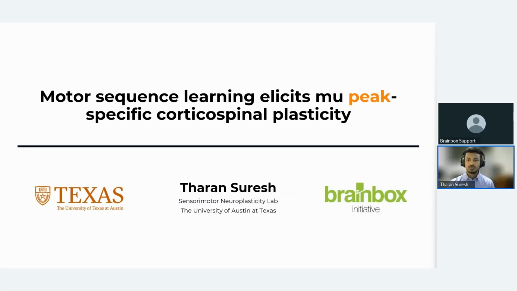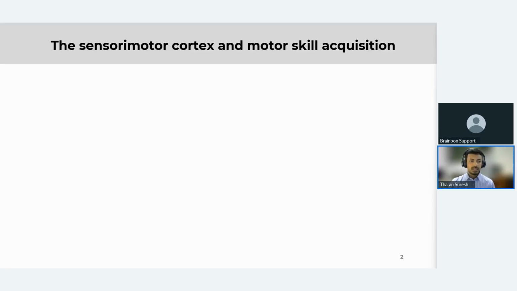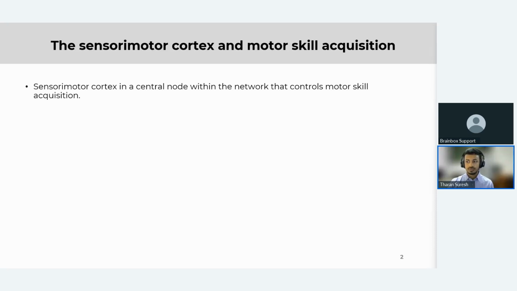So nice. I'm going to be talking about my dissertation work titled Motor Sequence Learning Elicits Mu Peak Specific Corticospinal Plasticity. We learn new skills and fine-tune the ones that we've already learned every day, from typing on a keyboard to playing sports and games.